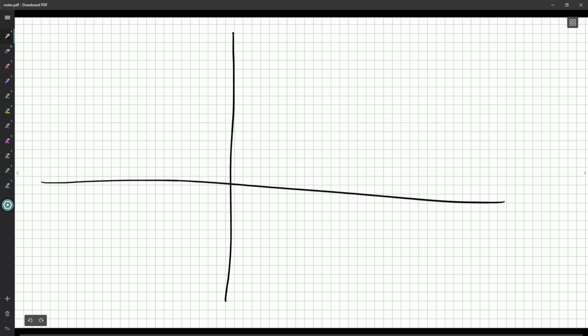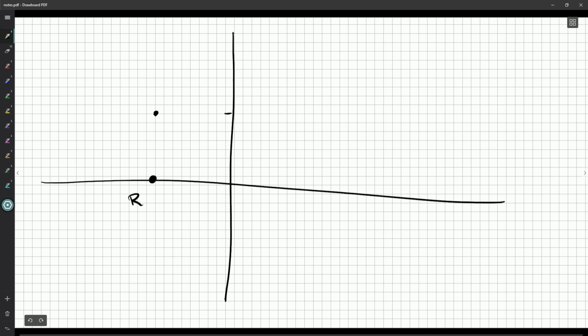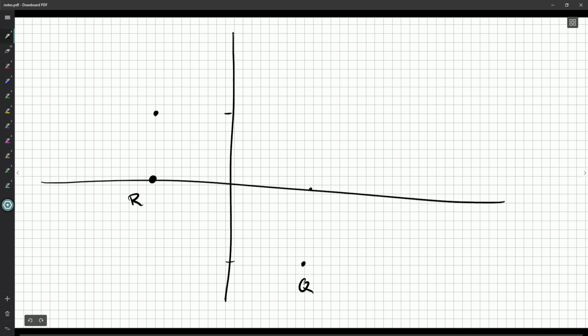Okay? So if we were to draw a bit of a picture here, I noticed one of them was at (-1, 1). That should be, let's say, about here. Oh, no, it was (-1, 0). So I'll say R is about here. Q was (1, -1), so we'll say Q is about here. And then S, I can't remember what S was, (0, 1). So 0 and then up to 1 here. All right, so these three are part of my parallelogram.